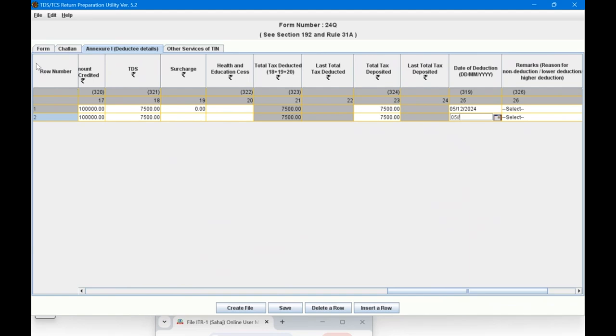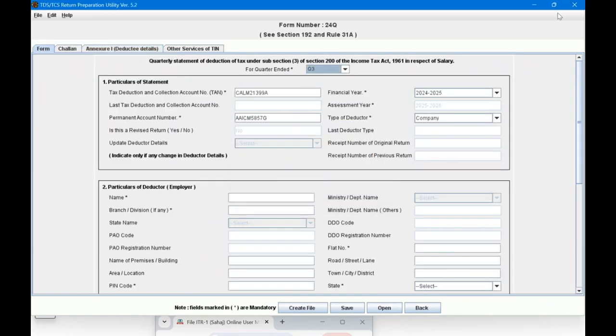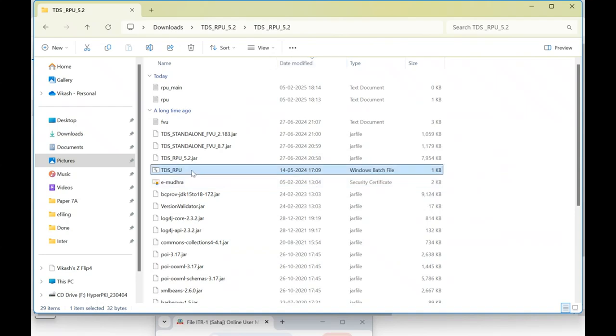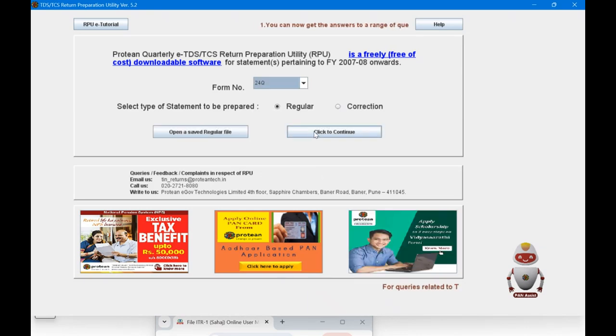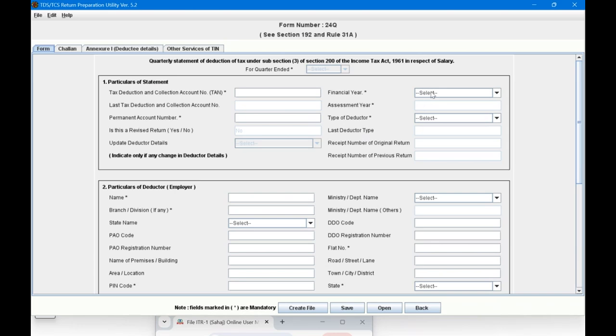However, in case of form number 24Q, if you want to file for quarter number 4, that means the last quarter, a few more pieces of information you are required to provide. If we select 24Q for the last quarter, a few more information we are required to provide. In this case, look over the tabs. There are a few more tabs.